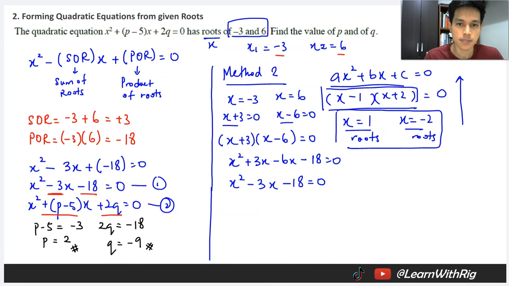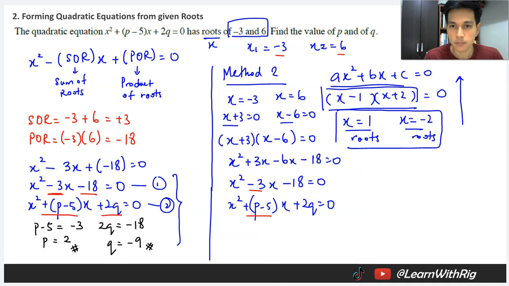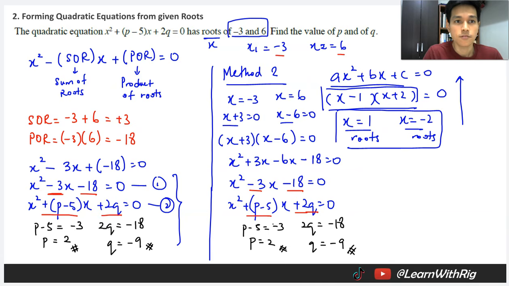So what you're going to do is the same thing as before. You're just going to compare. So in the end, you will still get the same answer, right? You're going to compare with x squared plus (p minus 5)x plus 2q equals 0. So what they have in common is, this one, they have to compare together, and this one you have to compare together. So in the end, you still get the same answer. p minus 5 equals negative 3. So p equals 2. 2q equals negative 18. So q equals negative 9. Right? So that's how you solve this kind of question.